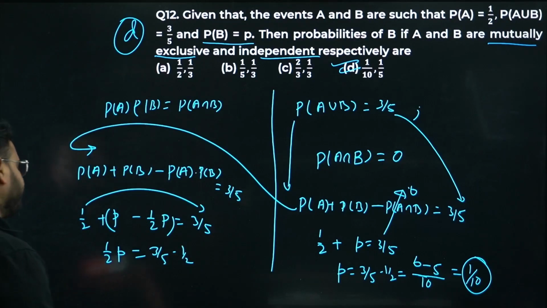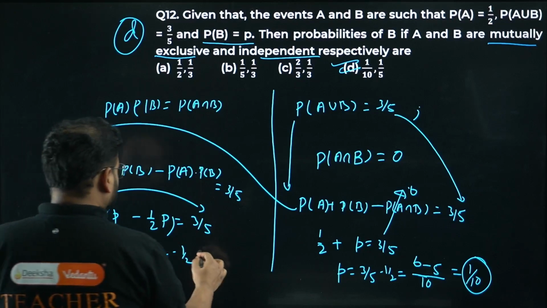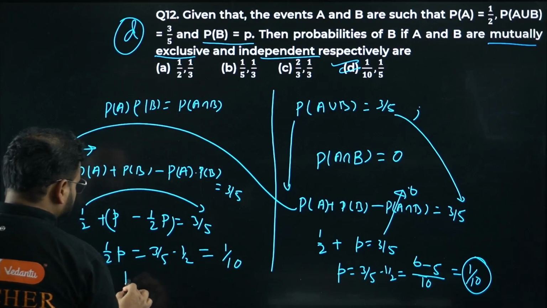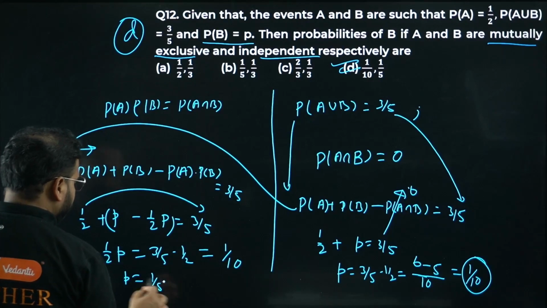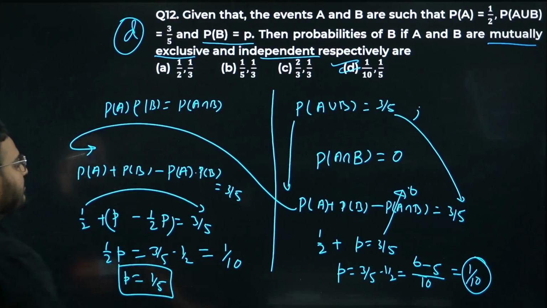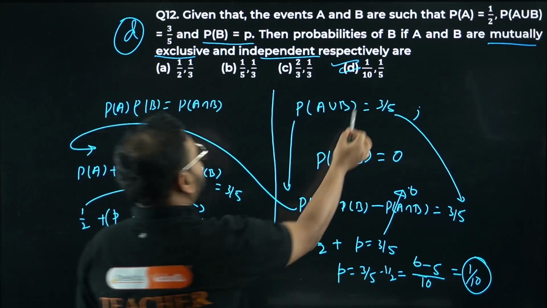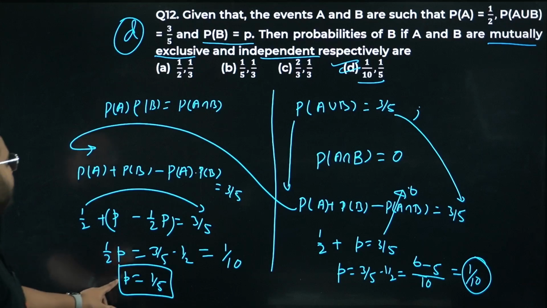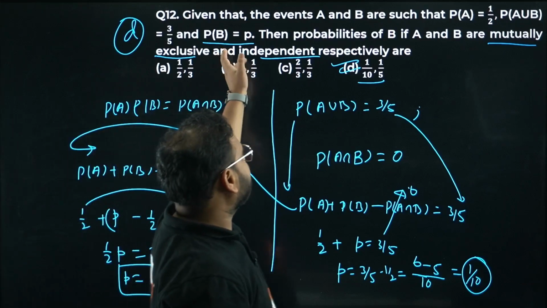What do I get? Please check. For this I get 1 by 10 only now. So I get P equals 1 by 5. 2 and 10 will cancel, right? Option you can check here: 1 by 10 and 1 by 5 is the answer for the value of P. What is P, sir? P is the probability of the event B.